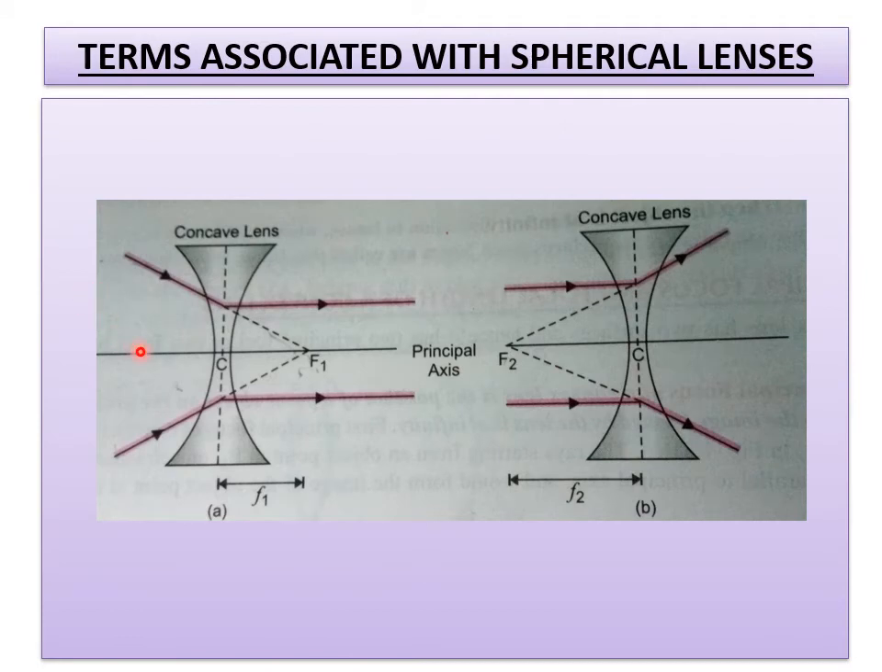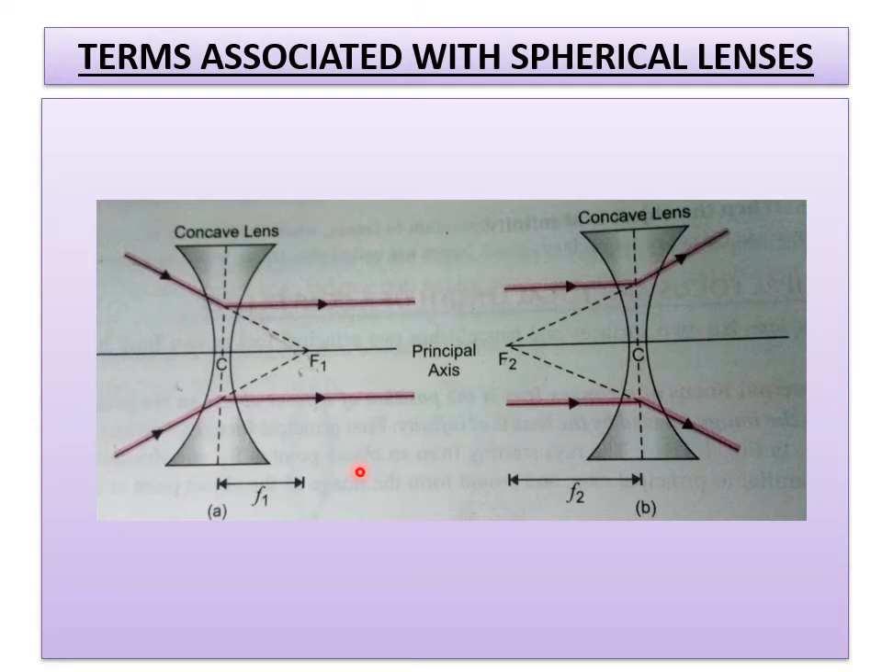What I have told for convex lens, the same thing applies for concave lens also. So here also we have F1 and F2, the first principal focus and the second principal focus, and the optic center, and this is your principal axis. So actually what is happening, I'm going to explain here.